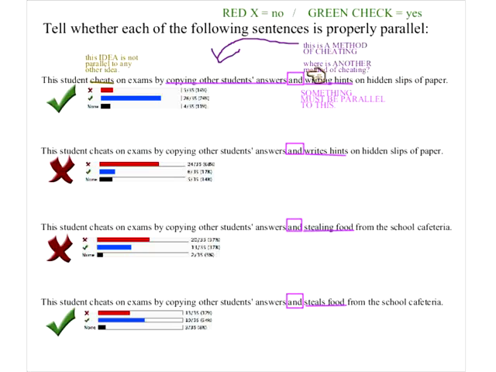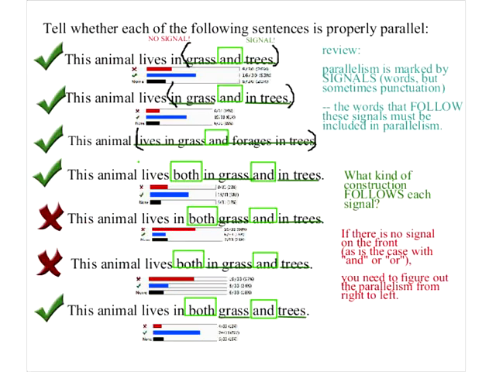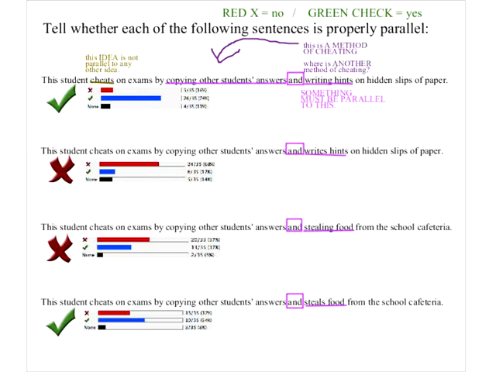Okay. So the right-hand one's automatically included, because remember the rule for that is the words that follow the signals, whether you like it or not, they must be included. So there. All right. But then we got to look at it. So in this case, this is correctly parallel.